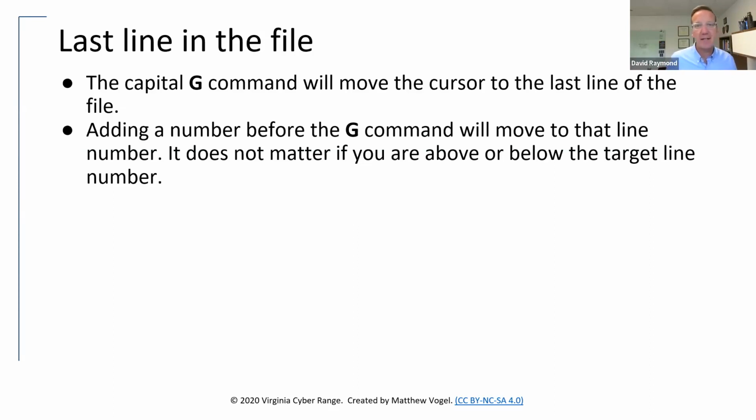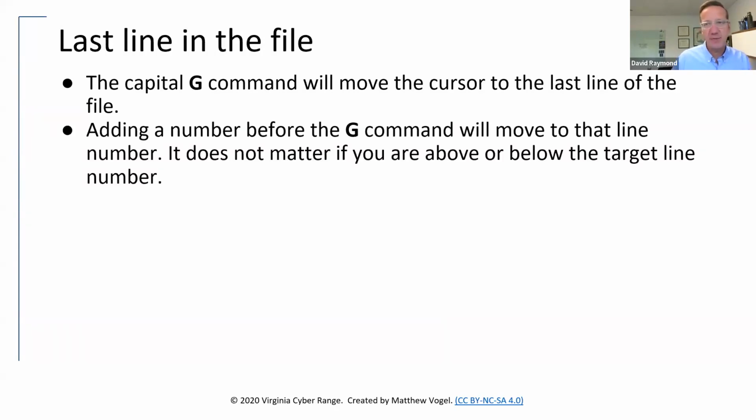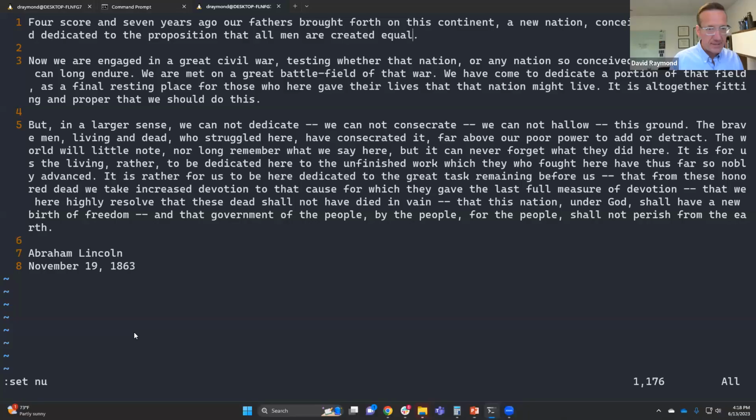If you have a really big file, you can use the G command to move to the last line, and the lowercase gg will move to the top of the file. So uppercase G moves you to the end of the file, lowercase gg moves you to the beginning of the file. If I'm up at the top of this file and I hit uppercase G, now I'm at the bottom of the file. If I hit gg, I go up to the top. Again, this file has long lines, but it's a relatively short file.